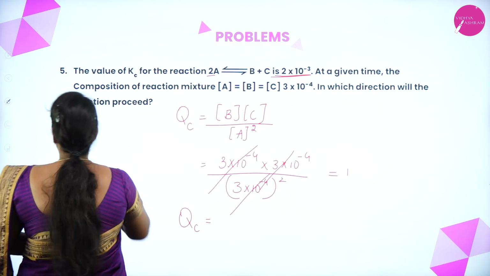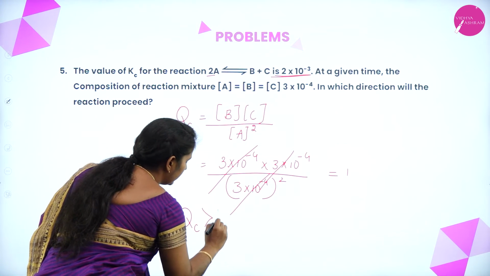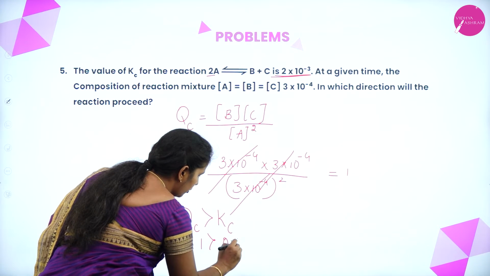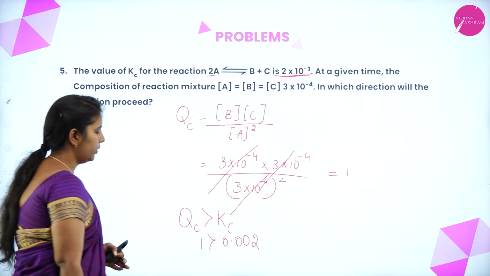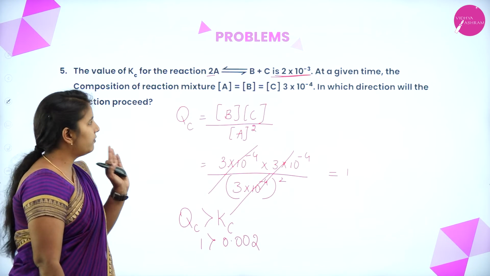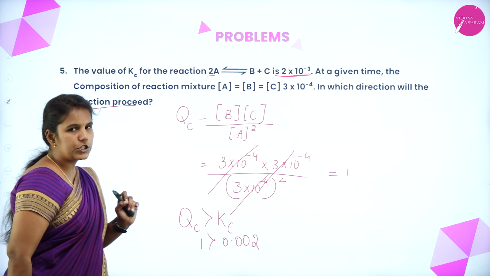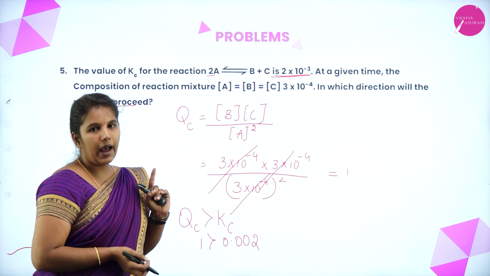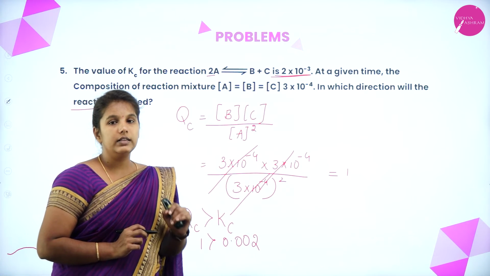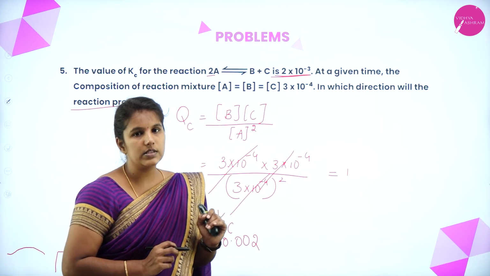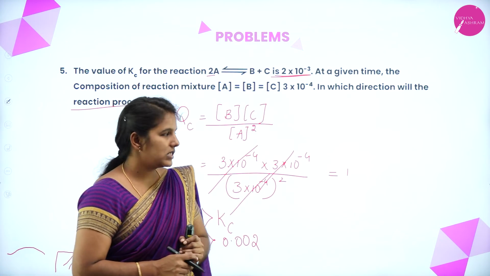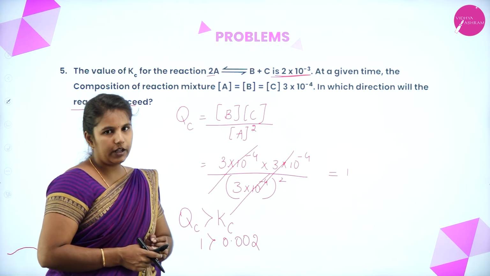So I can write that Qc is greater than Kc because the Qc value is 1 and Kc is 0.002. And they have also given one more question, in which direction the reaction is proceeding. If the Qc value is greater than Kc, we have already understood that the reaction will proceed in the reverse manner, that is, in the backward direction. So hope you all understood this numerical.